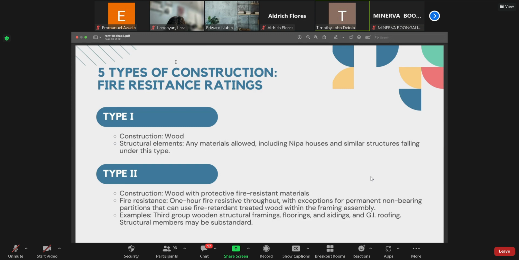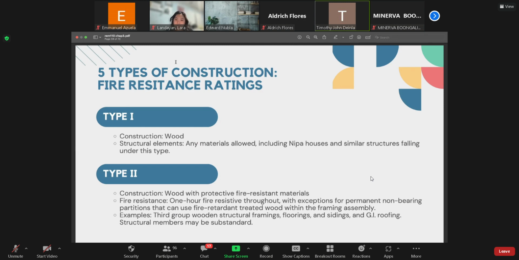The second is type 2, which is basically wood with protective fire resistant materials. So imagine also a wood structure din siya. Tapos meron siya, let's say, GI sheet roofing. Then meron siyang onting fire resistant material. So it's more resistant compared to type 1.